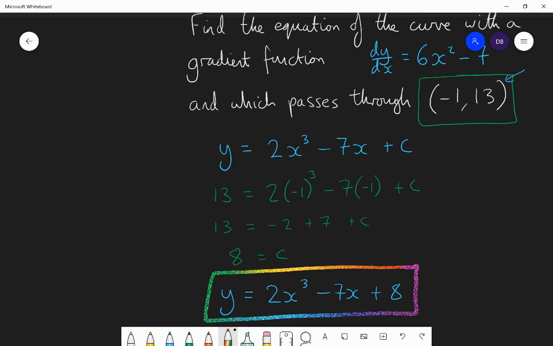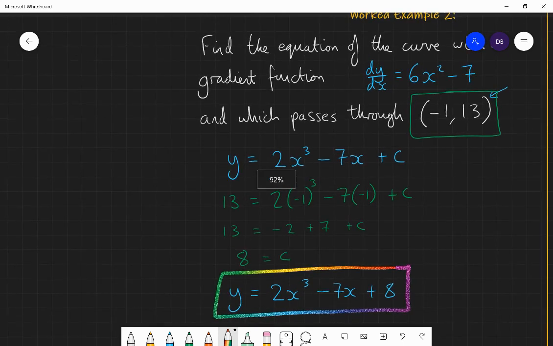So the steps you went through: first you integrated, then you substituted in the coordinate to find the value of c, and then you restate the equation with the value of c found.